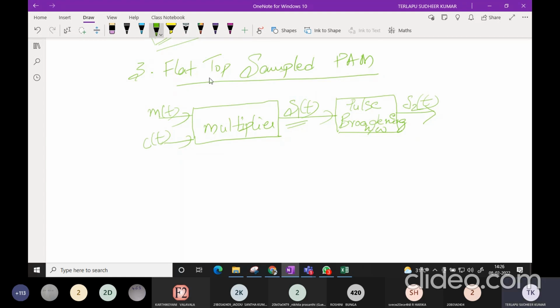So let C of t equal to sigma, n running from 1 to infinity, delta of t minus nTs. If I apply Fourier transform to this, my C of f will be the Fourier transform of sigma, n running from 1 to infinity, delta of t minus nTs.